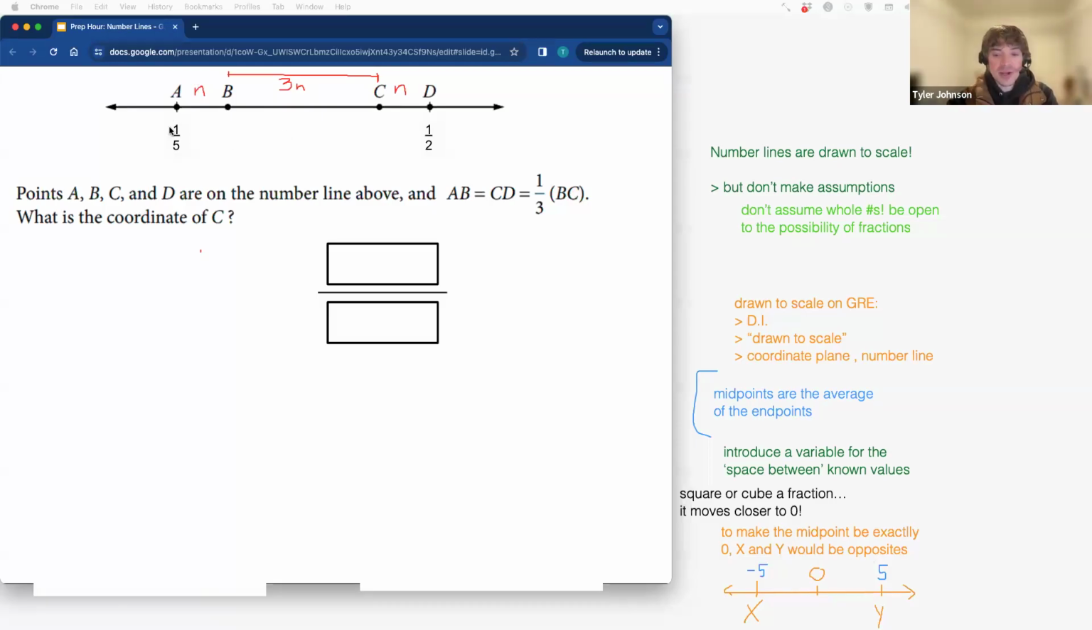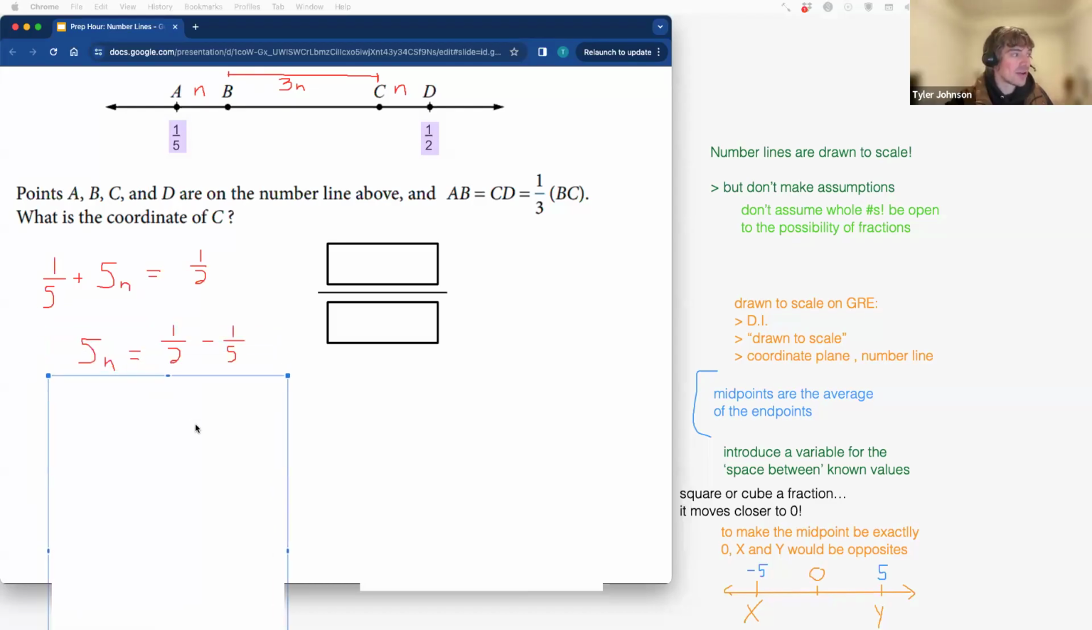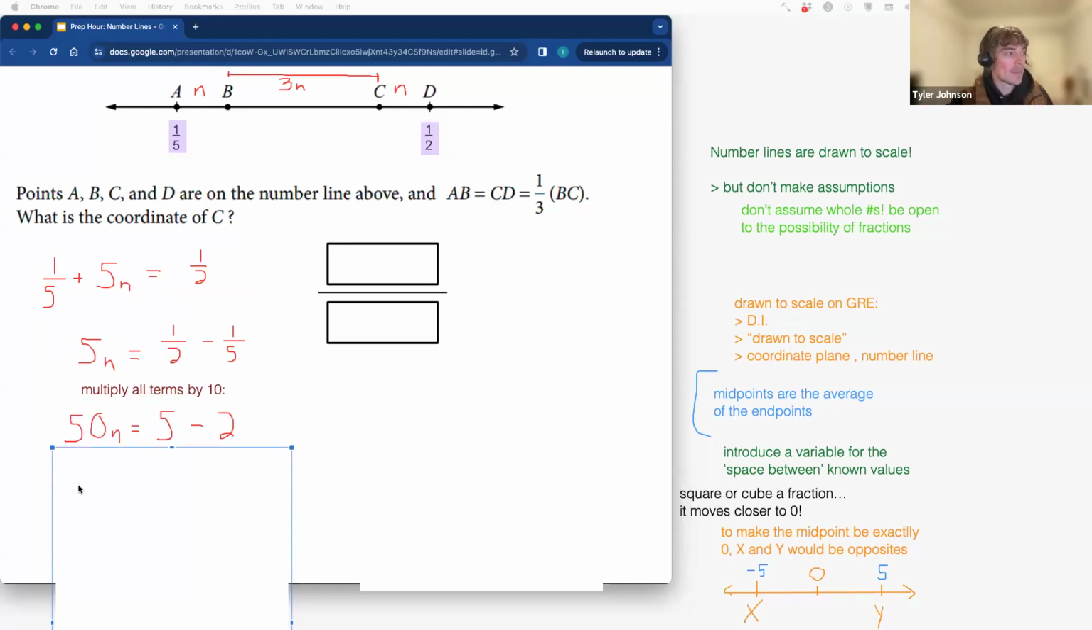And now for what I do know, the parts that are locked in, A is 1/5, D is 1/2, and there's 5n units total between them. So 1/5 plus 5n makes 1/2, and I'm just going to solve for 5n. And at this point, I don't like working with fractions, so I'm just going to multiply everything by 10 to clear the denominator, which means n itself is 3/50.